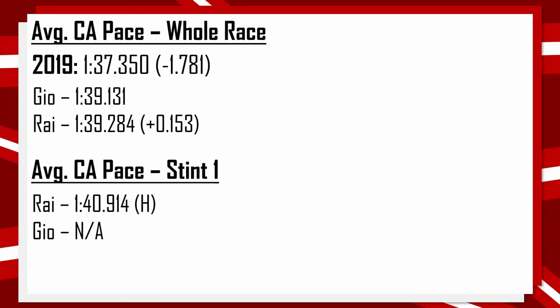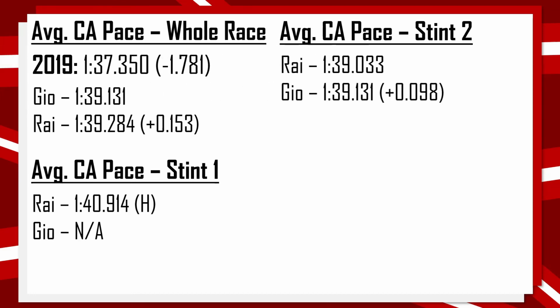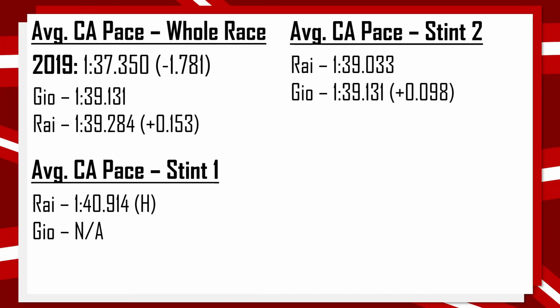With the stint 1 pace looking a bit like this, they were on slightly different compounds overall, with Giovinazzi not setting a lap time in clean air. And stint number 2, the difference was just under 1/10 of a second.